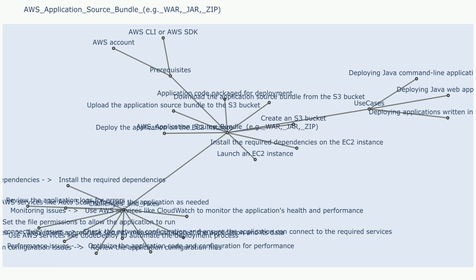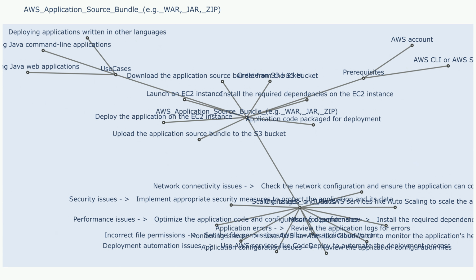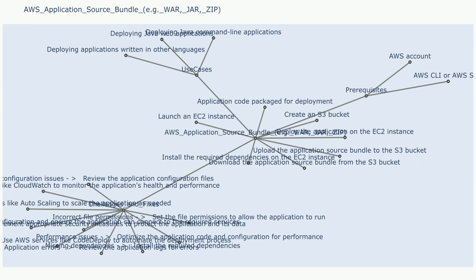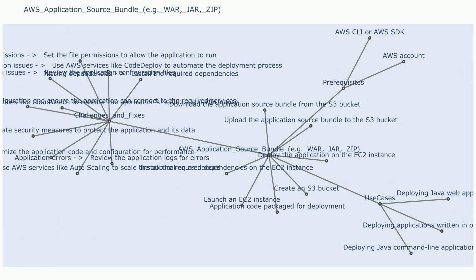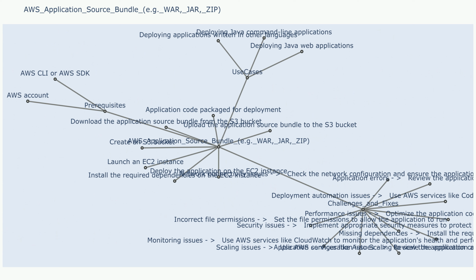Use cases: deploying Java web applications. WAR files are commonly used for deploying Java web applications to web servers like Apache Tomcat. Deploying Java command line applications. JAR files are used to package Java applications that can be run from the command line. Deploying applications written in other languages. While WAR and JAR are primarily associated with Java, other languages can also use similar packaging formats like zip archives for deployment.